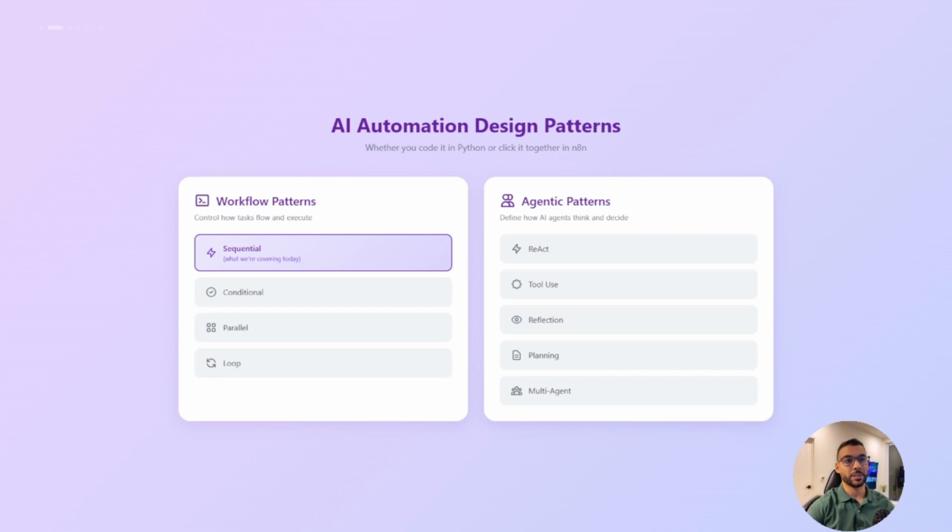We have two categories. The first category is workflow patterns, which control how tasks flow and execute. Under this category, we have sequential, what we're covering today, conditional, parallel, and loop. The second category is agentic patterns, which define how AI agents think and make decisions. Under this category, we have ReAct, tool use, reflection, planning, and multi-agent.